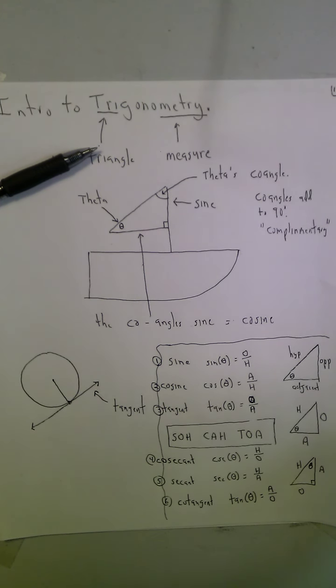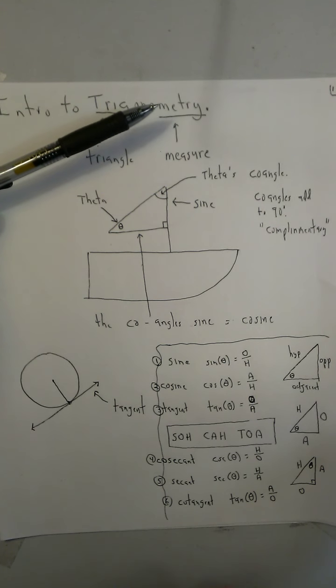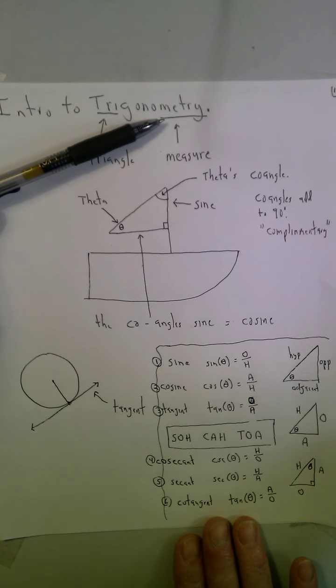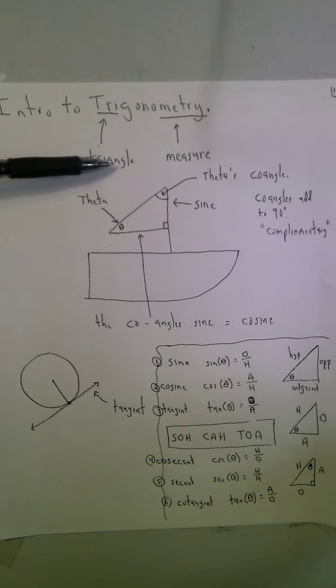comes from, if you look at the word, the beginning is tri, which is short for triangle, and then metry at the end is metric, which is measure. So the word trigonometry loosely means triangle measure. Just like geometry, geo is earth measure. Isometry, iso, same measure. So trigonometry, the math of measuring triangles.